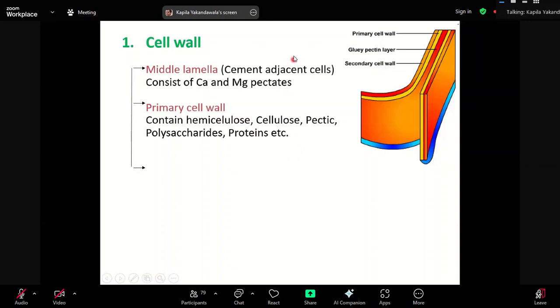Cell wall. If you look at the cell wall, two cells are joined together with the middle lamella.